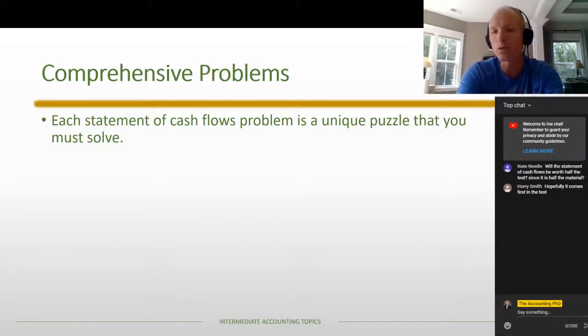The reason why some students get initially intimidated by the statement of cash flows chapter is because they're like, wow, you're saying the problem on the test isn't going to be like anything I've seen before. And you're right, it's not. It's going to use the same skills that you've seen before, but it will be a unique puzzle. That's intimidating for students, but most students take the time to make sure they develop the skills, and then they end up doing very well on the statement of cash flows. So hopefully, it just takes time.